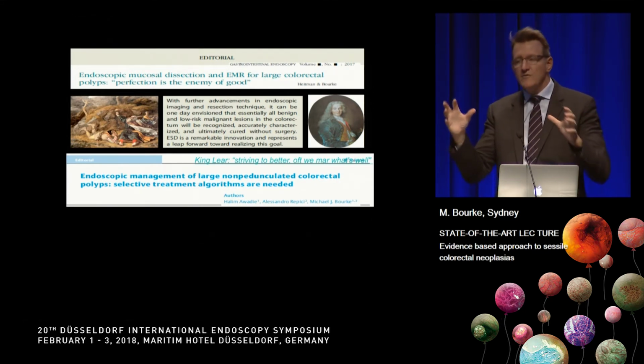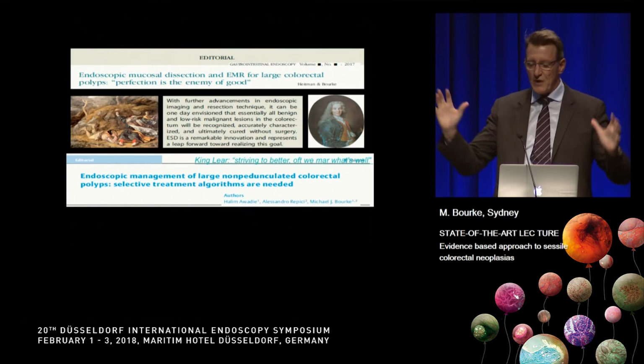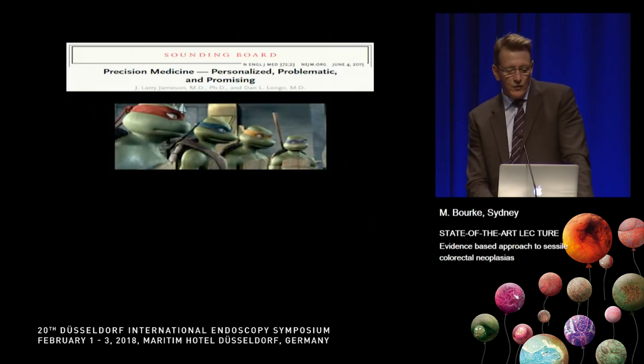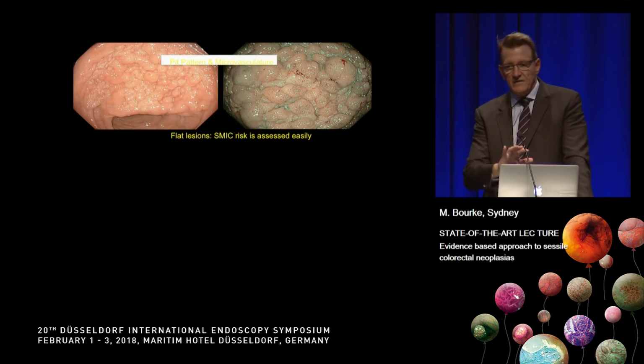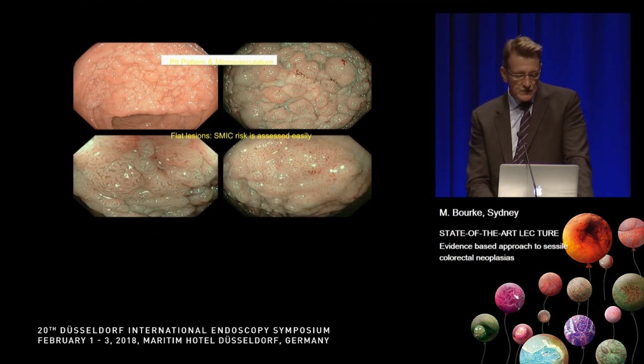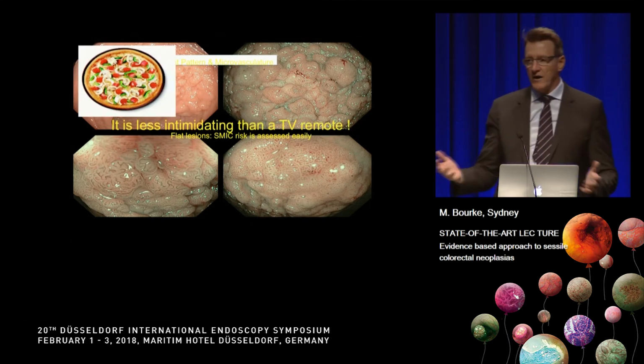So sometimes when we seek to be perfect, we don't do the right thing by the patient nor the health service. So we have to engage in this idea of precision medicine. We have to apply the best evidence to achieve the best outcome for the patient. When we see flat lesions, we can confidently predict if there's invasive disease in a perfectly flat lesion using advanced imaging like we've discussed. It's really a little bit like a pizza.